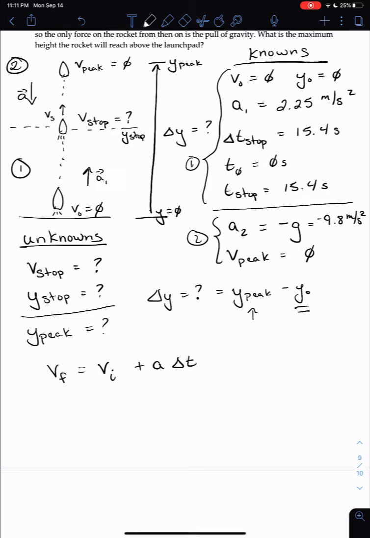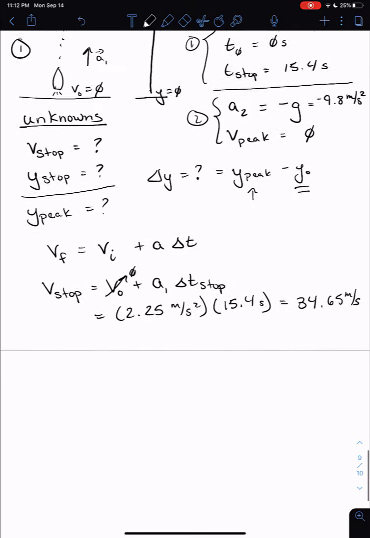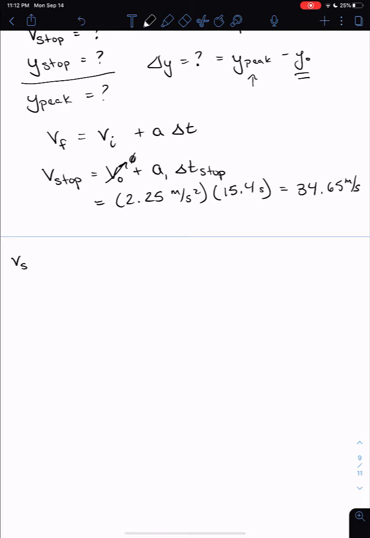So if I plug in for my particular problem, this is going to be v sub stop equals the initial velocity plus my acceleration sub 1 and delta t stop. So I know that that initial velocity is 0, so I can get rid of that. And I know what my acceleration is. And I know what my elapsed time is. So if I plug all of that in, I'm going to find this velocity is going to be 34.65 meters per second. So I'll mark that over here.